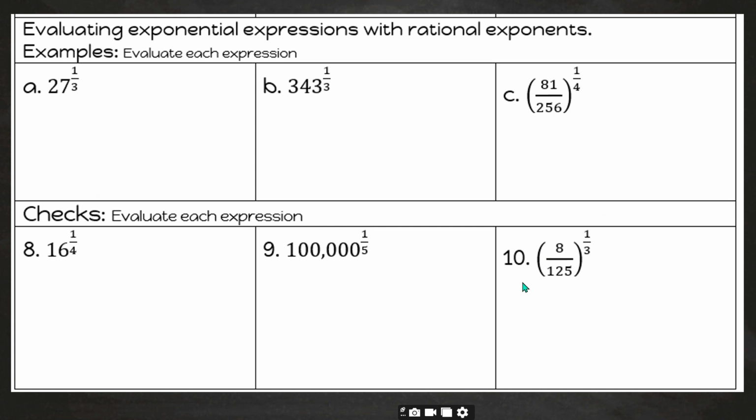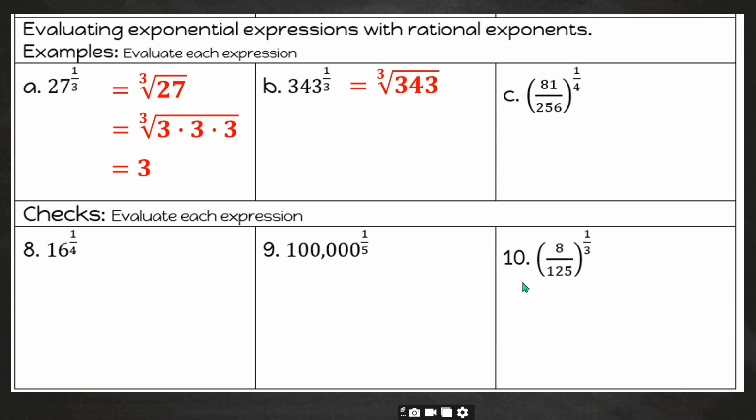Okay, finally, we will be evaluating exponential expressions with rational exponents. And so here we have 27 to the 1/3 power. That is also equal to the third root of 27. And the third root of 27 could be rewritten as the third root of 3 times 3 times 3, which is just equal to 3.